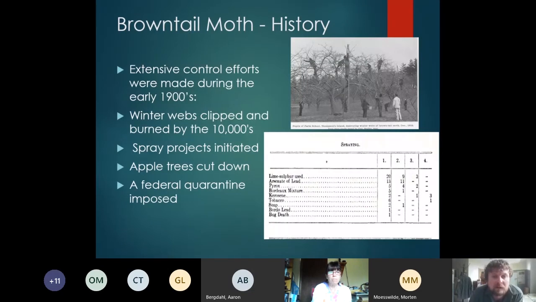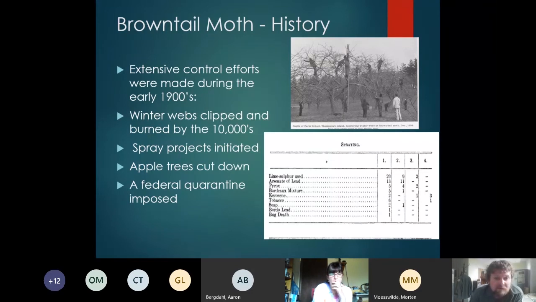So remember, Browntail moth has been established in Maine since 1904, and in the U.S. since 1897. And when it first started to get established, many control measures were attempted. So winter webs were clipped and burned by the tens of thousands, as evidenced from those last two pictures. Spray projects were initiated. This chart on the bottom right is some of the things that they were spraying around 1911. You can see it's quite a class of substances, everything from kerosene, tobacco, all the way to something called bug death.